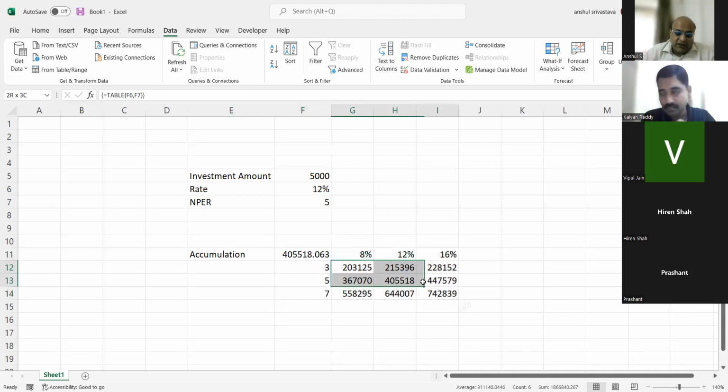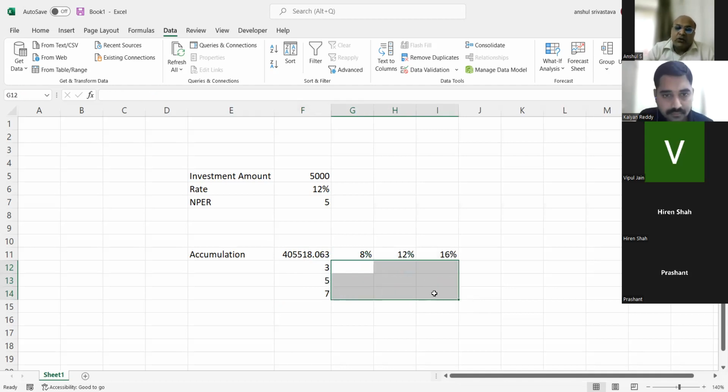Okay. Yes. So what I'm doing is we had calculated the future value. We had calculated the accumulation at 4,05,518. And based on that, we have taken 3 different scenarios of rates and 3 different scenarios of time period. This could be for anything. Like this is just an example. You can use it in any scenario.